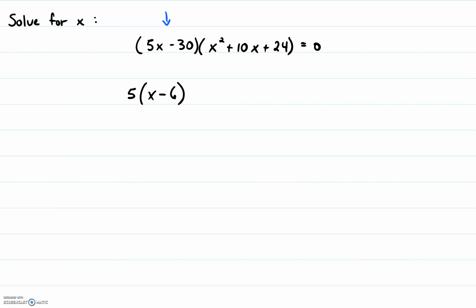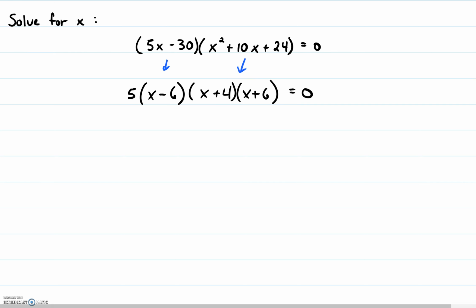So now, let's factor the x squared plus 10x plus 24. And we're going to factor that into x plus 4 and x plus 6. And of course, the reason for that is because our 4 times our 6 will give us 24, and 4 plus 6 gives us positive 10. So now we've factored the first part and the second part.